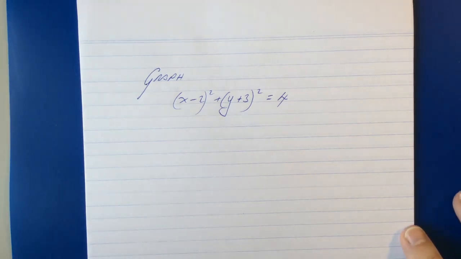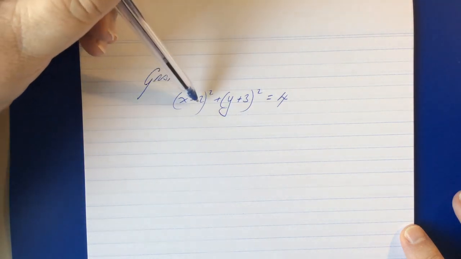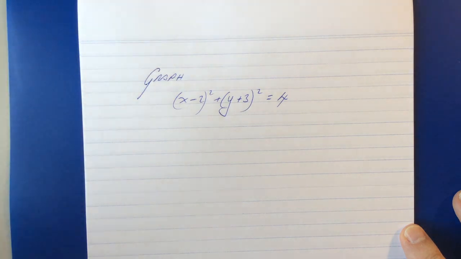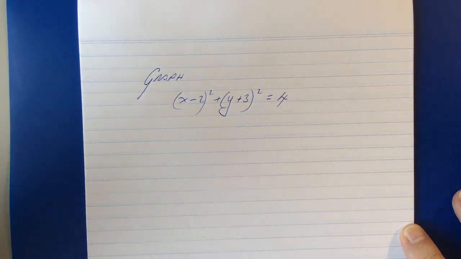Hi, I'm an old guy and I do maths, and our instruction today, the task ahead of us, is to graph this relation: (x − 2)² + (y + 3)² = 4.